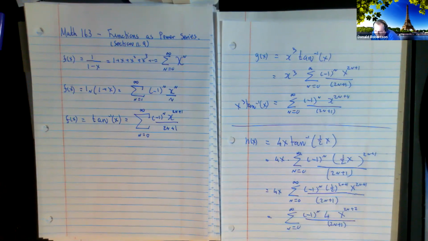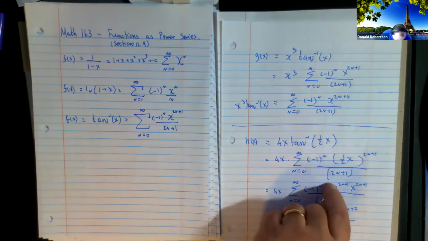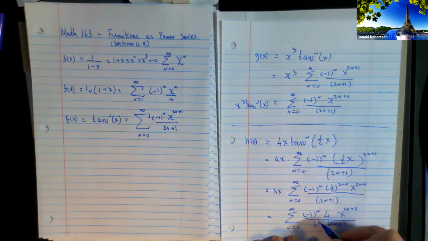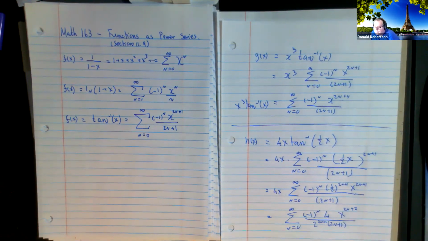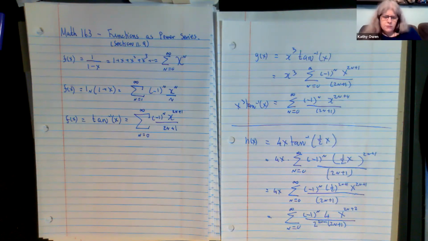Normally we don't like fractions, so this fella here is the same thing as that. Are you happy about the 2 to the 2n plus 1 on the bottom is the same thing as 1/2 to the 2n plus 1 on the top? Any problems with that one? Are we okay? Couldn't you multiply the 4 times that 1/2? Or am I getting things really mixed up?